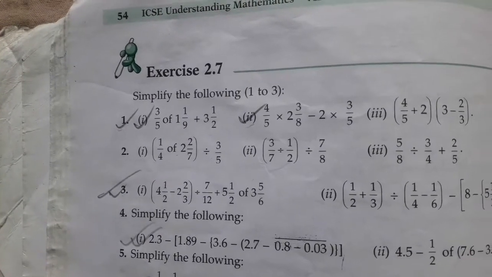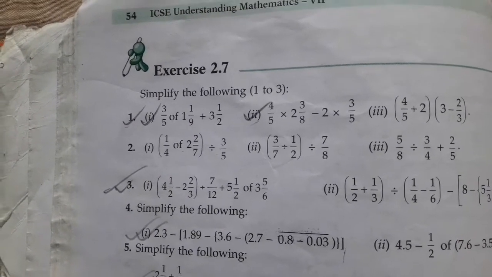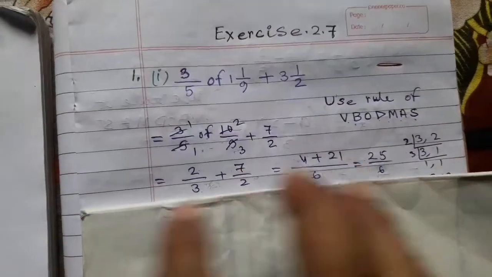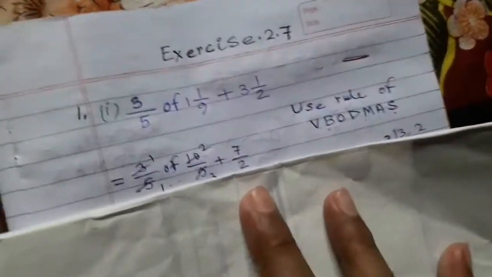Okay, let's see the question. First question is exercise 2.7, question number 1. Simplify the following. Okay, let's write the question.